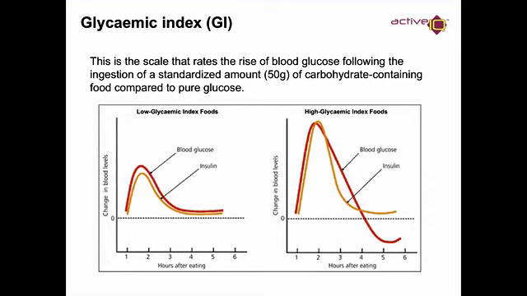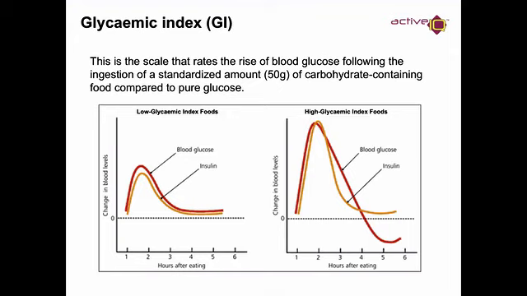And the next acronym I want to look at is the glycemic index, and we touched on it earlier on when we looked at carbohydrates. The glycemic index is the scale that really measures the rise of blood sugar when we take in carbohydrates. So what we can see on this graph is, on the left, we've got someone taking in a normal amount of 50 grams of carbohydrate. So that could be 50 grams of sweet potato, for example.